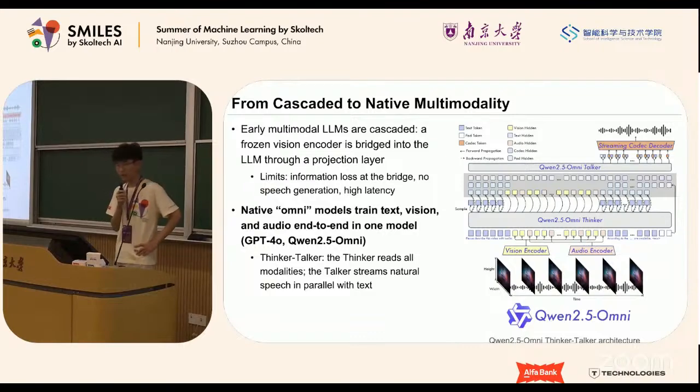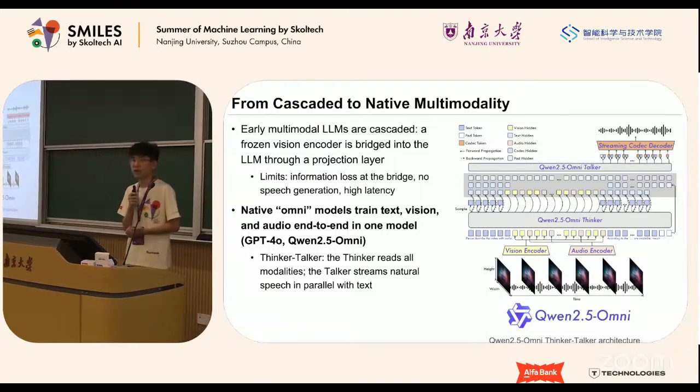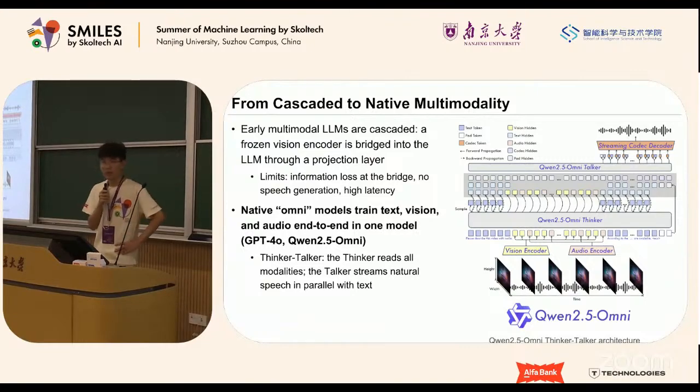We have also seen a shift from cascaded to native multimodality. Early multimodal models used a cascade approach, bridging a frozen vision encoder to the language model using a projection layer, which could lead to information loss and higher latency. And modern native omni models such as GPT-4o and Qwen Omni train text, vision, and audio end-to-end. This single talker architecture enables the model to read all modalities and stream natural speech in parallel with the text, significantly reducing latency.